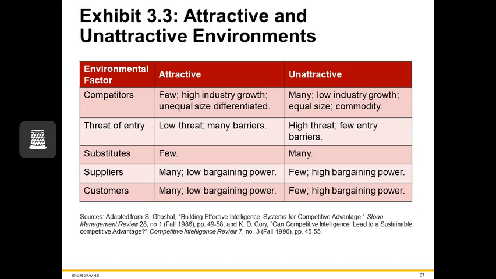Now think about suppliers and customers. If there are a lot of them, they have low bargaining power. That's going to be fairly attractive. If there are a few of them, they're going to have higher bargaining power, and that's going to be a little bit less attractive.